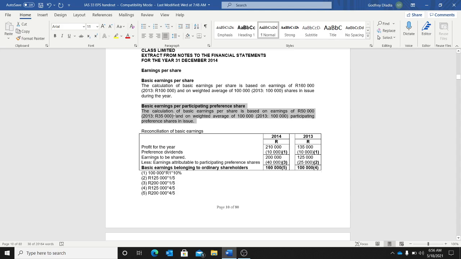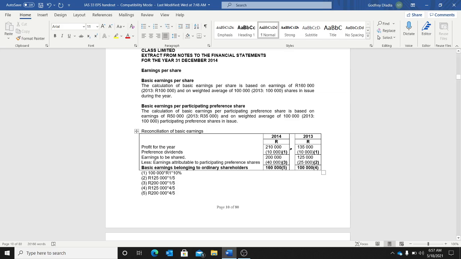The calculation of basic earnings per participating preference share is based on earnings of 50. You can see obviously in 2014 it's 10 plus 40. In 2013 it's 35, which is 10 plus 25, and weighted average number of 100 participating preference shares in issue.